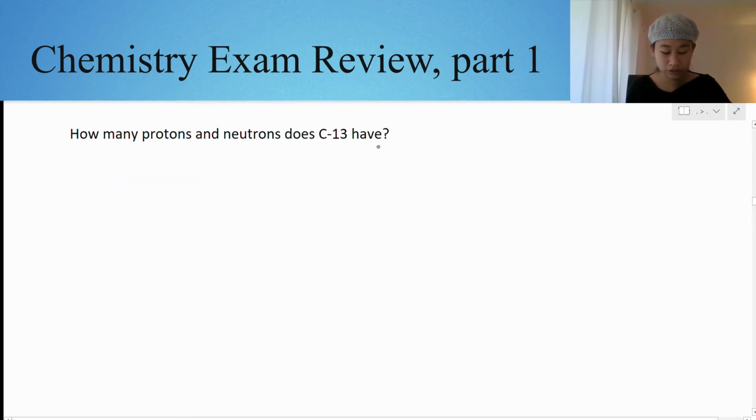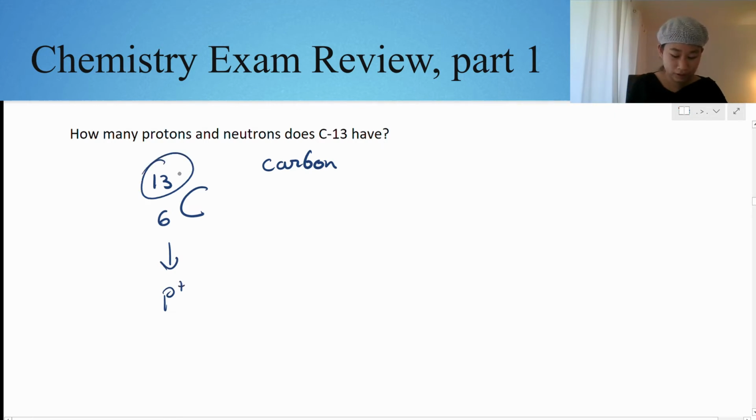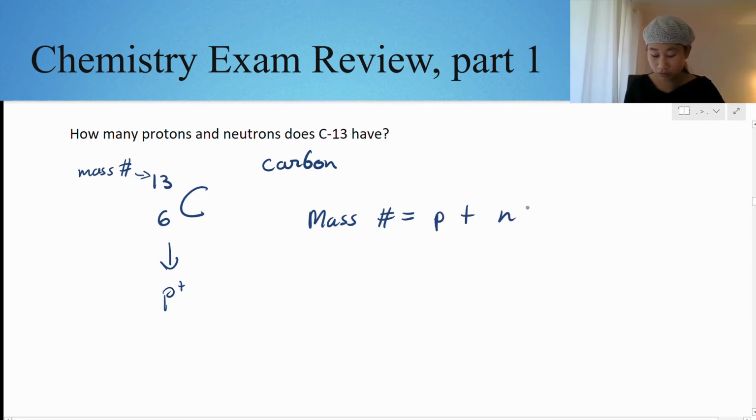Here we have an isotope problem. How many protons and neutrons does C13 have? Another way of writing this is like this, or we can also add its atomic number of 6 right there. C represents the chemical symbol that indicates carbon. 6 is the number of protons in carbon, and 13 here is the mass number. We know that the mass number is protons plus neutrons.